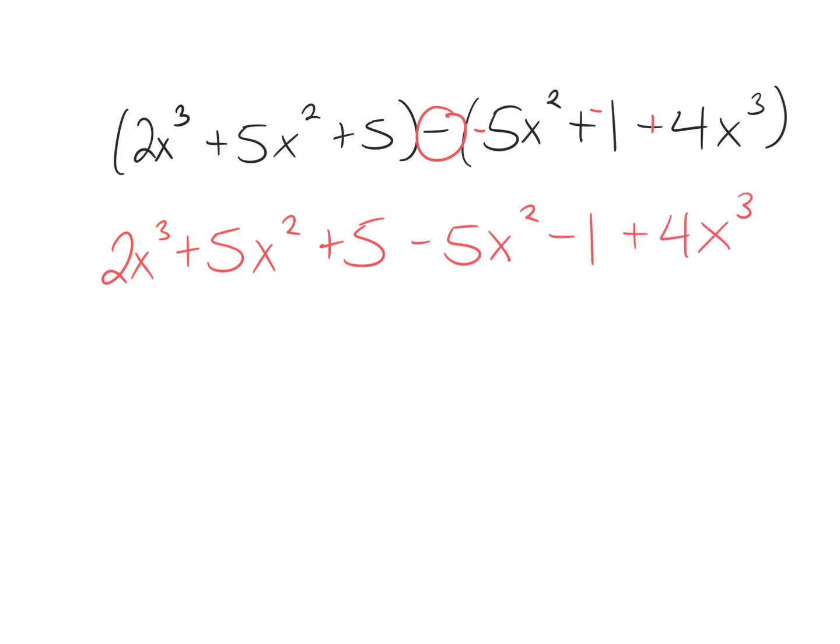What do I do once I have that step done? What's always going to be last? Combine like terms, right? What should I start with? 2 plus 4, the x cubed, right? 2 plus 4 is 6x to the third. Now I have x squared. 5x squared minus 5x squared makes 0. So do I need to even put a plus 0x squared here? Nope.